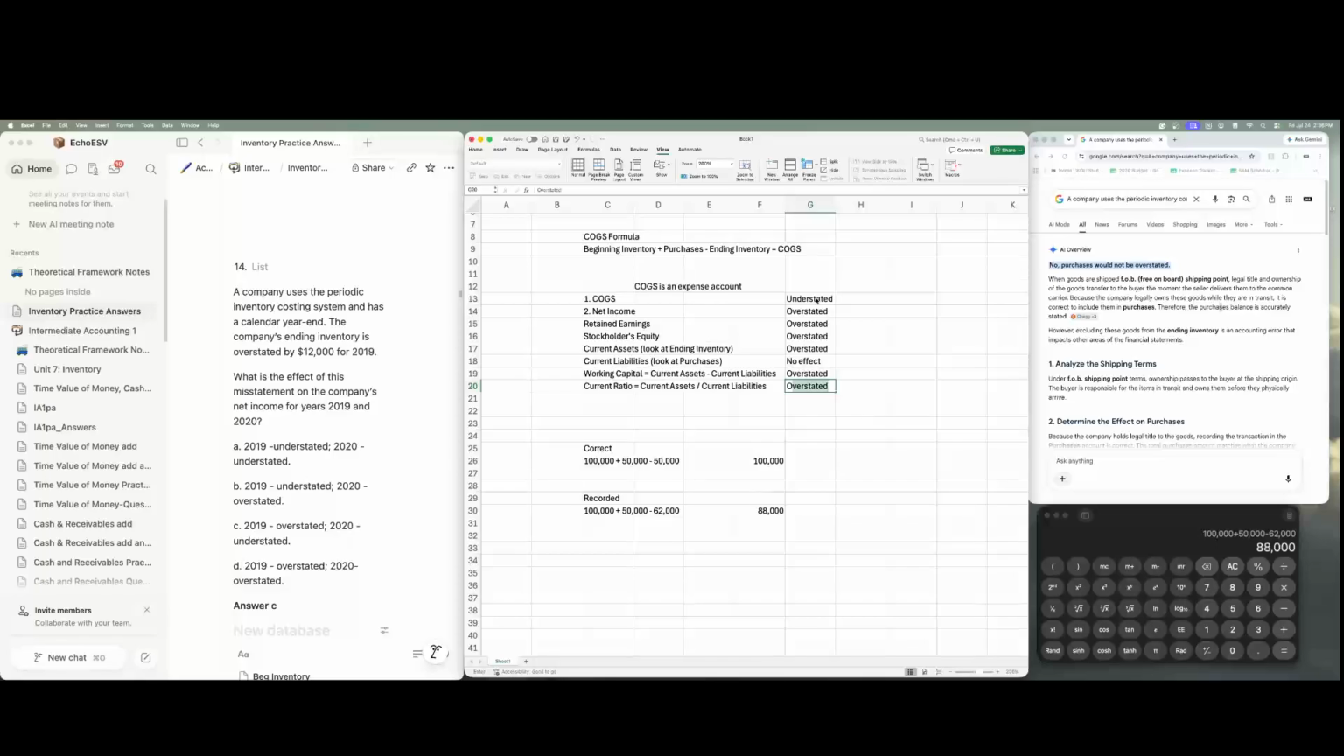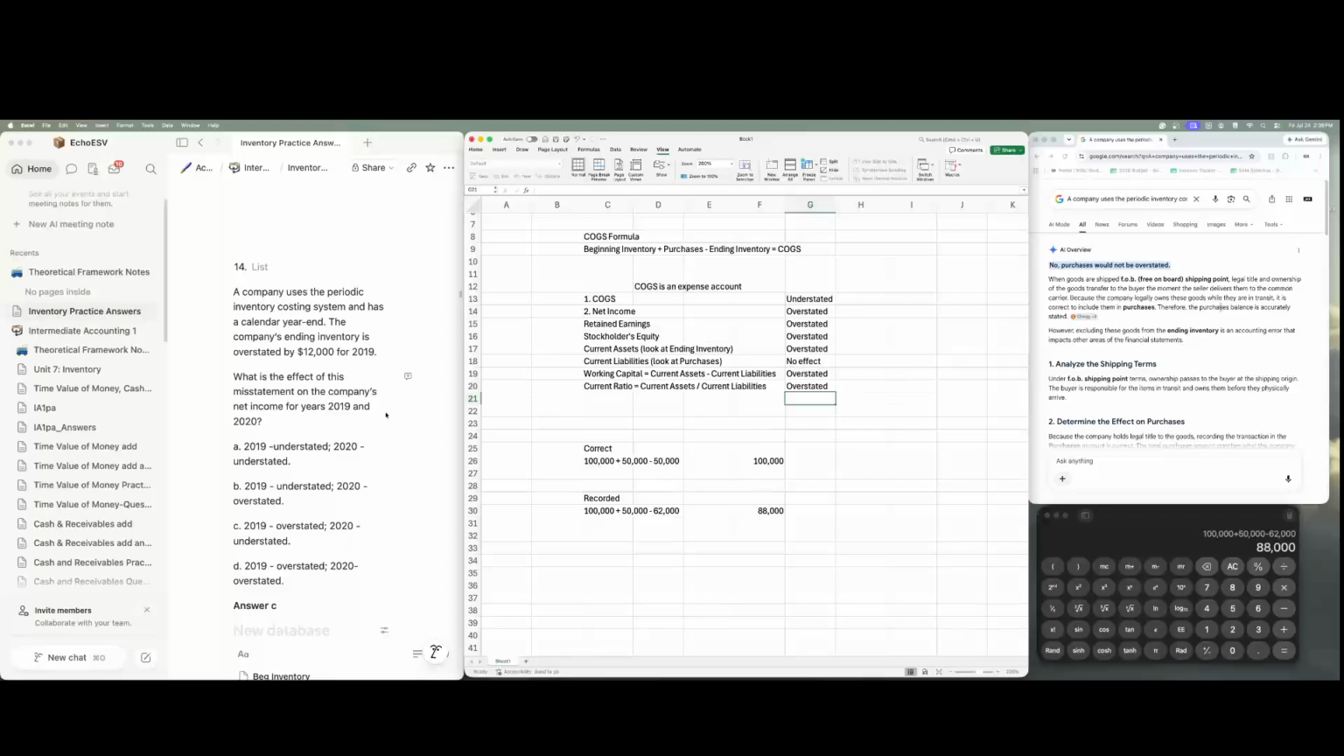As well as the current ratio. Okay, so what is the effect of this misstatement on the company's net income? Net income is going to be overstated. 2019, 2020. The ending inventory is overstated. Purchases most likely are correct. From what I can, you would think that possibly the ending inventory would also be overstated.